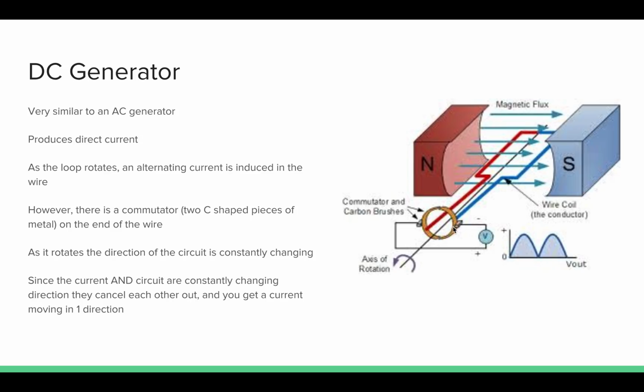So as this rotates, the current being produced is alternating current because it is changing directions in the magnetic field constantly. But as it moves, every time it changes direction, these commutators change which part of the circuit they are touching, and so the current that comes out is only moving in a single direction.